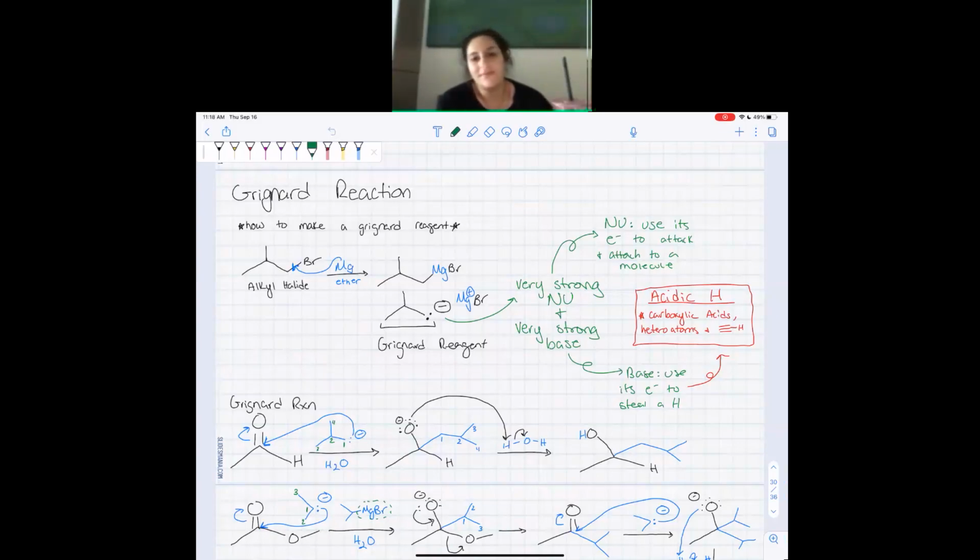Magnesium is going to come in and be a home wrecker, and it's going to take bromine away from the carbon. And carbon is really, really sad about it because he just is negative all the time. So that negative charge, aka the Grignard reagent, is able to work as either a very strong nucleophile or a very strong base. It can do both. But it can't do both at the same time, because a nucleophile uses its electrons to attack a molecule and attach to it, right? Whereas a base just wants to steal a hydrogen. It doesn't care.